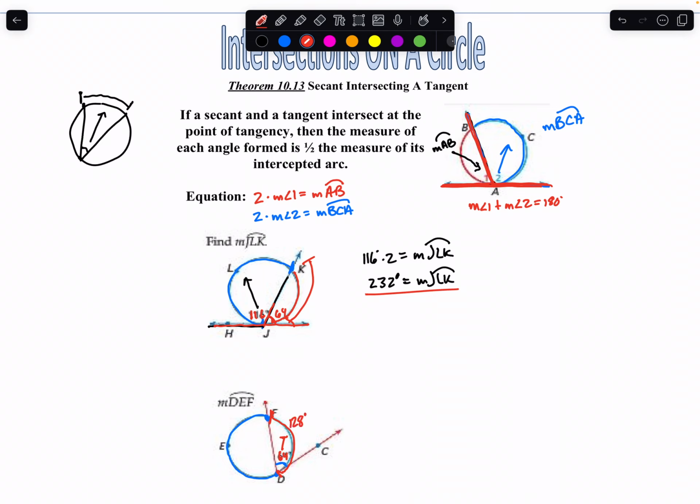Since the circle is 360, we can say 360 take away 128, and that's going to give us the measure of DEF. And that's about 232 degrees.